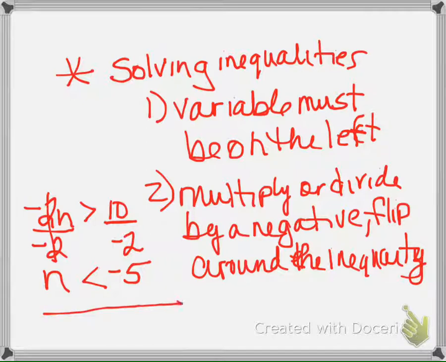So let's just look at that really quick. I'm going to put negative 5 on my number line. If it's less than, is it an open or closed circle? Open. Open, and I'm going to shade which direction? Left. Left, because it says less than. So to the left.